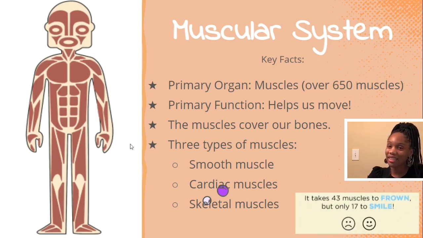Before we leave the muscular system, I want you to know that it takes 43 muscles to frown and only 17 to smile. So I hope this encourages you to smile a whole lot more, just like me.